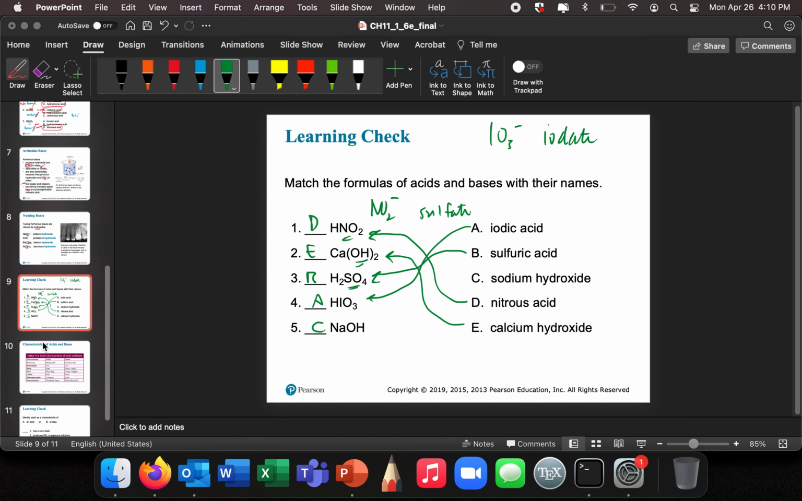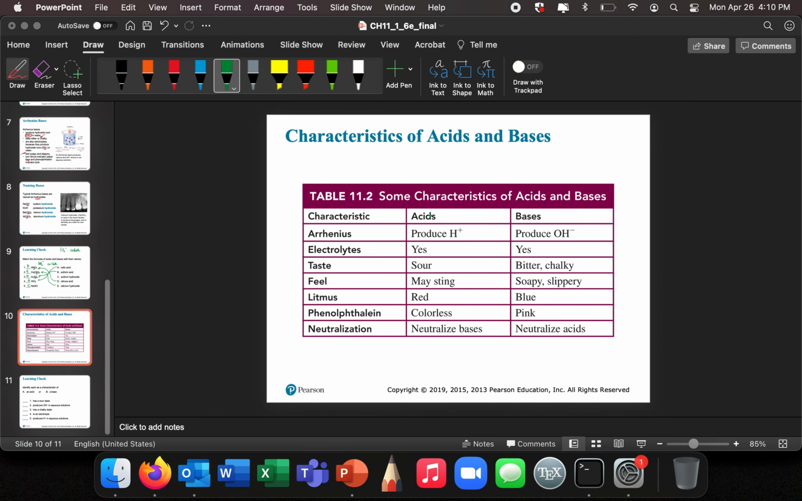Okay? All right. So again, in review, table 11.2 from your textbook, characteristics of acids and bases are that they are electrolytes. Arrhenius acids produce H+. Arrhenius bases produce OH-. The taste, the feel, it may sting, soapy or slippery. It turns litmus red, or bases turn litmus blue. Phenolphthalein is colorless. Bases turn phenolphthalein pink. And finally, acids neutralize bases, and bases neutralize acids.